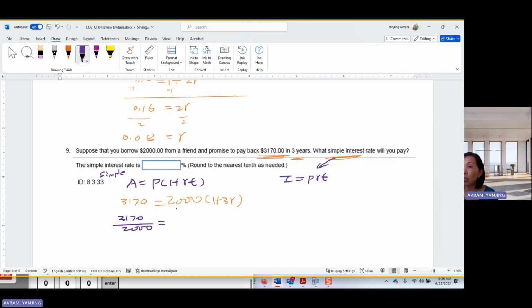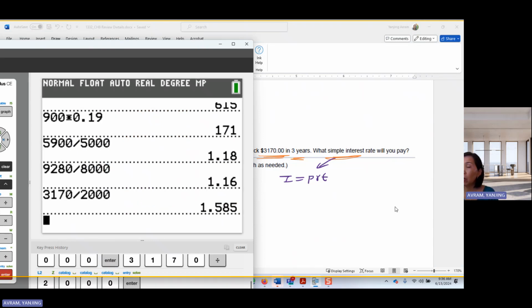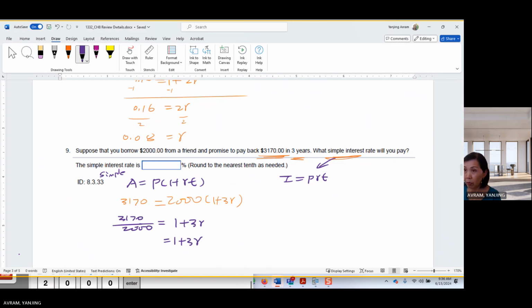Okay. And then this side 2,000 will be gone. So this will be 1 plus 3R. All right. So we're going to go ahead and divide by this one. 3170 divided by 2,000. Now that gives you 1.585.